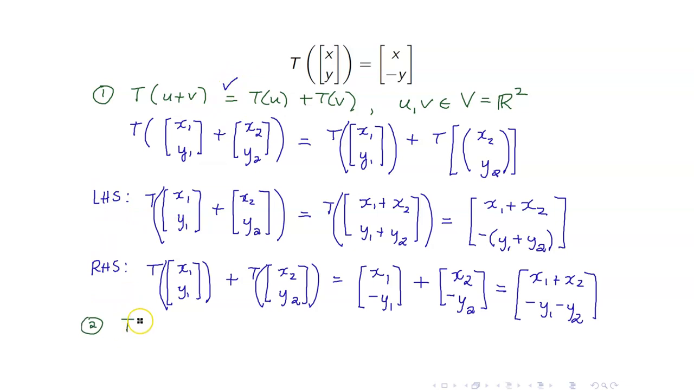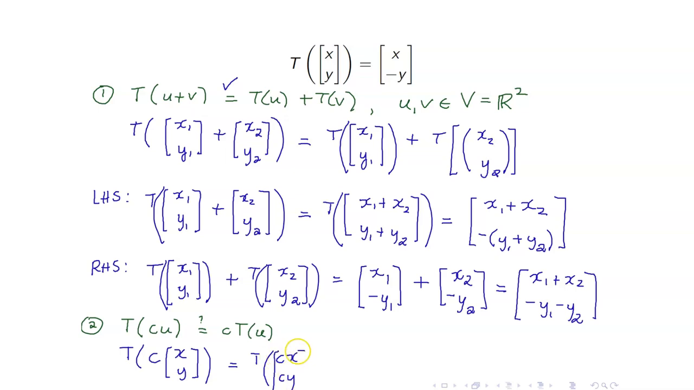Next, let us verify the second property. Is T of C times U equal to C times T of U, where U is an arbitrary element in R2? So I will replace my U with an arbitrary element in R2, let's say XY. This is equal to, let us simplify first this expression, this is Cx, Cy. When we apply the function T, we copy the first coordinate, get the negative of the second coordinate.